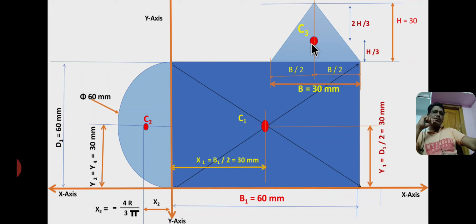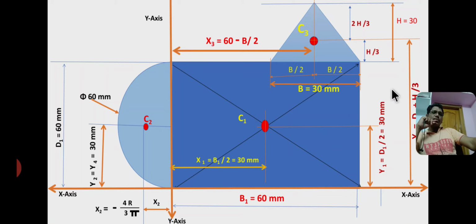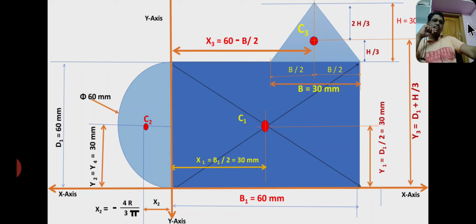Now C3 is the centroid of the triangle and lies at a distance of x3, that is from here to here, x3 from the y-axis. x3 equals the total base of the square, that is 60 mm, minus base by 2, that is 60 minus 15, equal to 45 mm. And y3, the distance from the centroid to the x-axis, equals the height of the square, that is 60 mm, plus h by 3. Please observe it carefully.